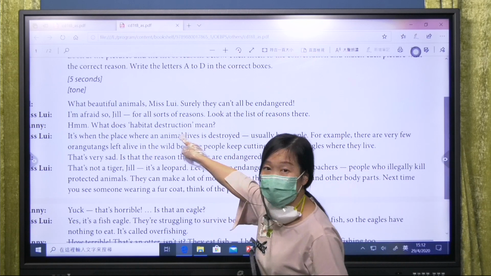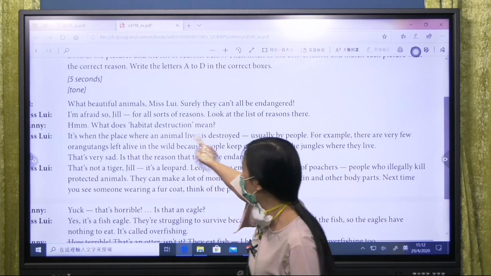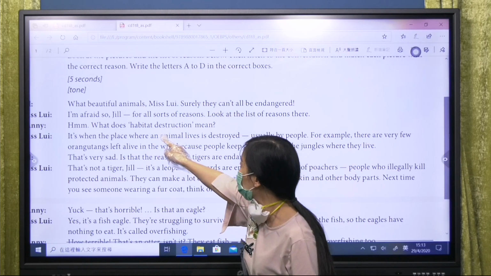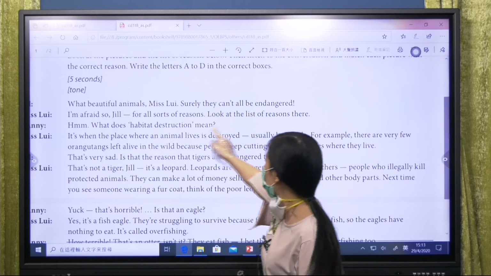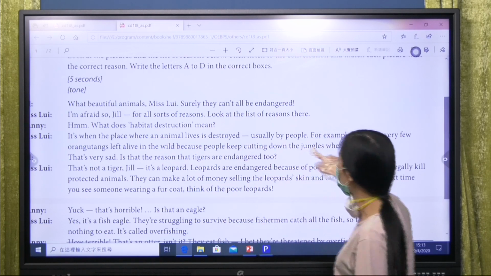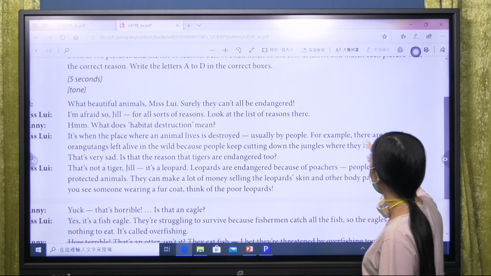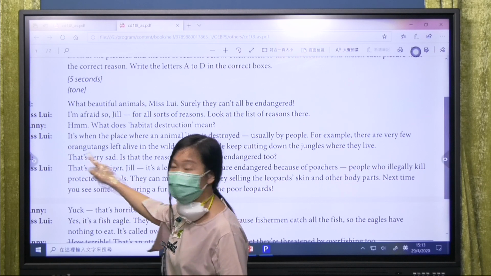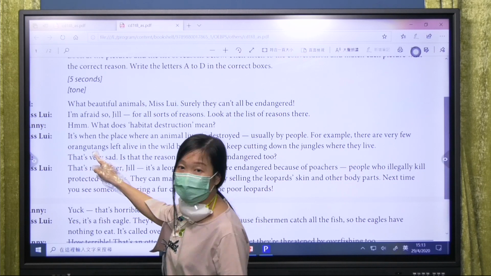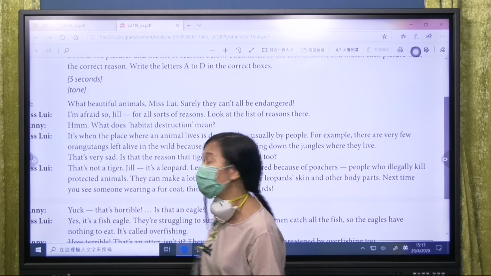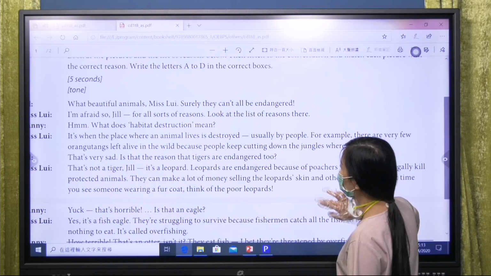So, what is the first problem? Habitat destruction. You see the words habitat destruction? Which animal has the problem with habitat destruction? People keep cutting down the jungles, and there are very few orangutans, right? Because of habitat destruction. So number one.